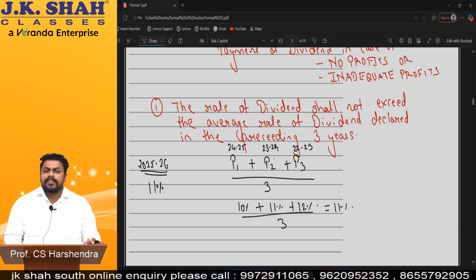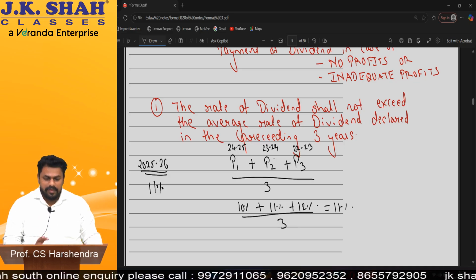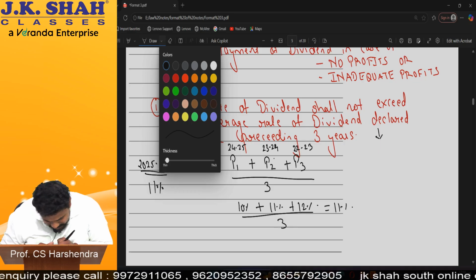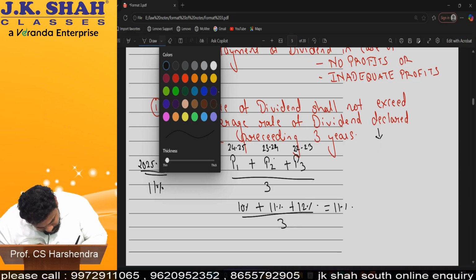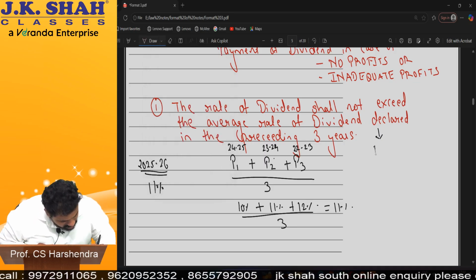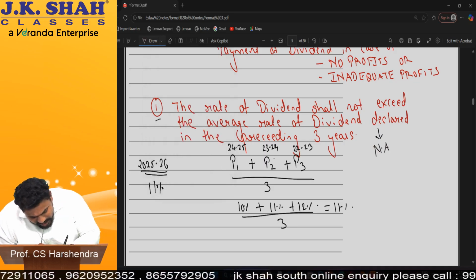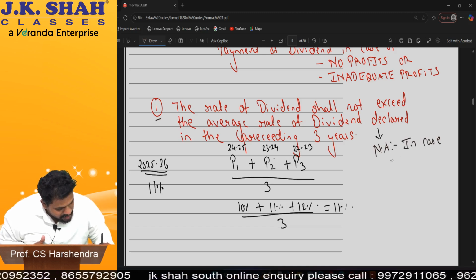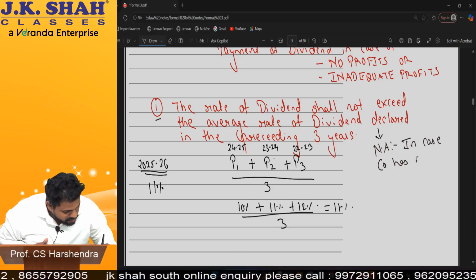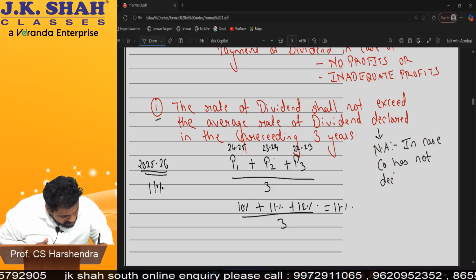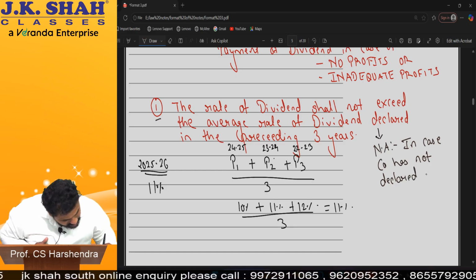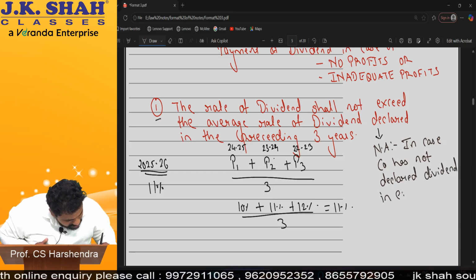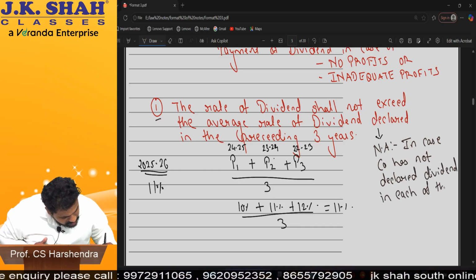Am I clear with this? Very important, see what is very important here. This is not applicable in case the company has not declared dividend in each of the preceding 3 years.